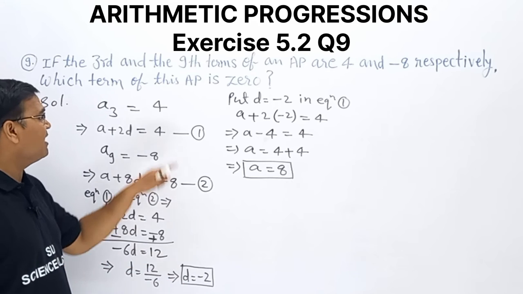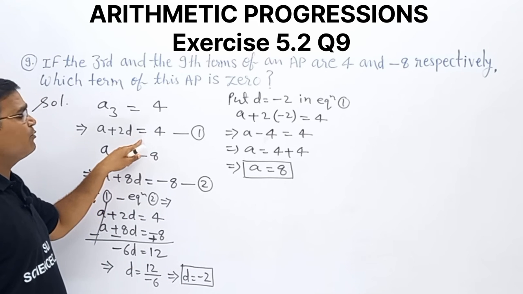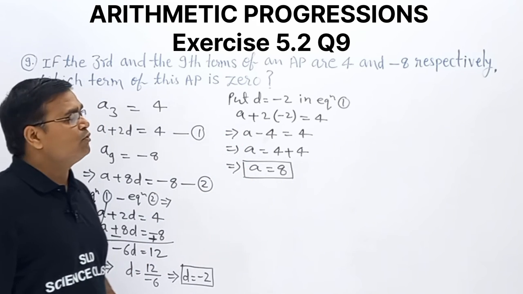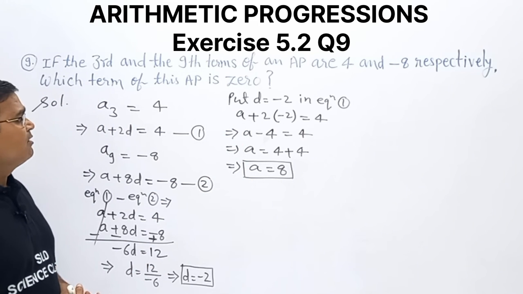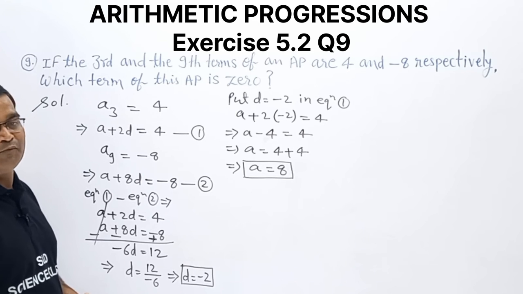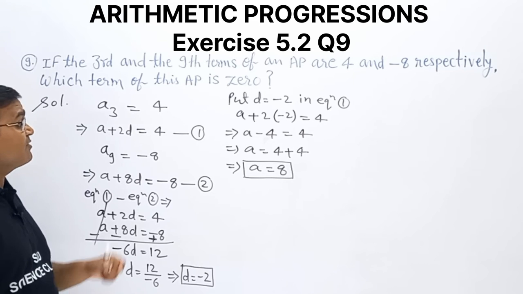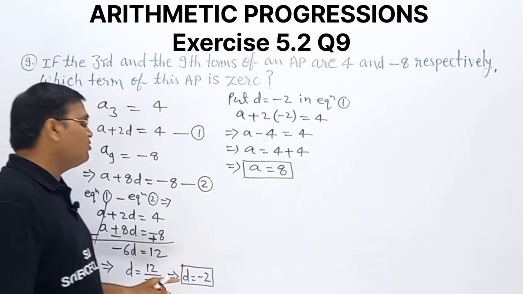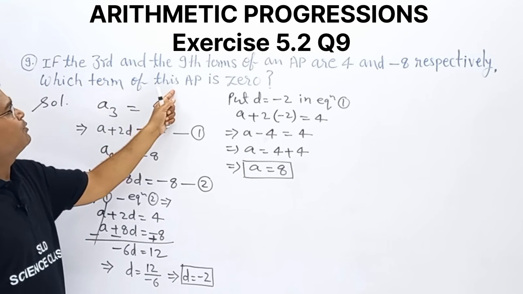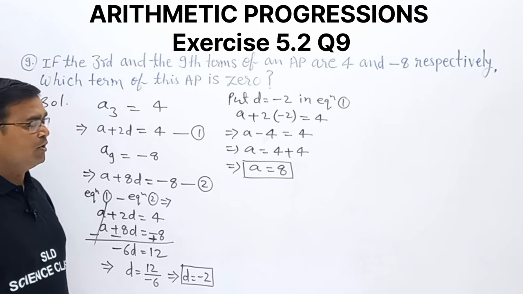Putting this value in any one equation, I am putting equation number 1, d equal to -2. Then we are getting a equal to 8. We obtain both variable values. A is the first term of an AP, and d is the common difference. Now, which term of this AP is 0?